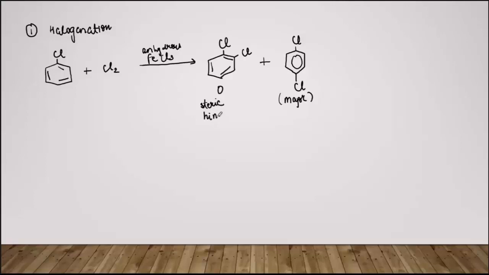So because of steric hindrance or the electronic repulsions, you can say ortho product is minor product. Okay, it is not as stable as the para one. Now going to the second kind of reaction, it is nitration.